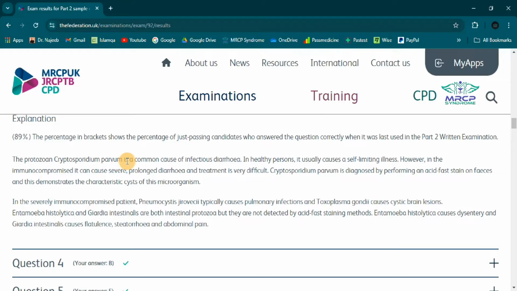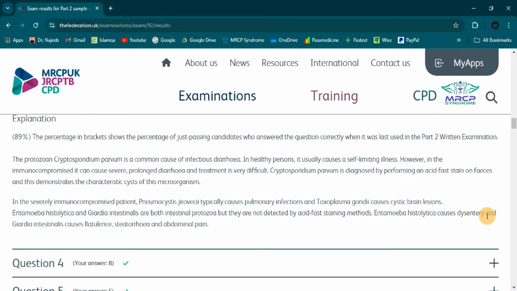The protozoan Cryptosporidium parvum is the common cause of infective diarrhea. In healthy person, it usually causes a self-limiting illness. However, in the immunocompromised, it can cause severe prolonged diarrhea, and treatment is very difficult. Cryptosporidium parvum is diagnosed by performing an acid fast stain on feces and demonstrating the characteristic microorganism. In severely immunocompromised patient, Pneumocystis jirovecii typically causes pulmonary infection. Toxoplasma gondii causes cystic brain lesions. Entamoeba histolytica and Giardia intestinalis are both intestinal protozoa, but they are not detected by the acid fast staining method.